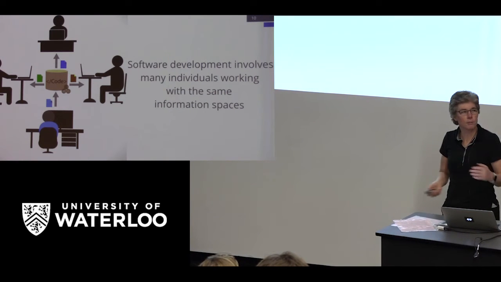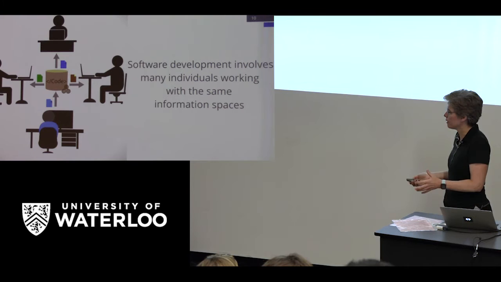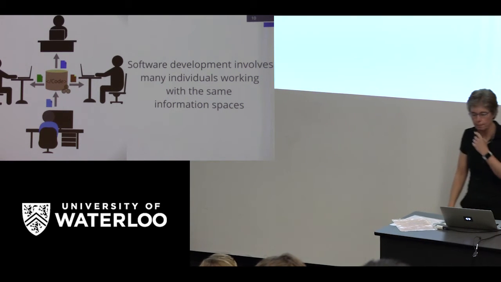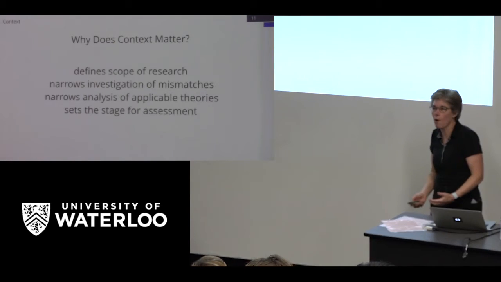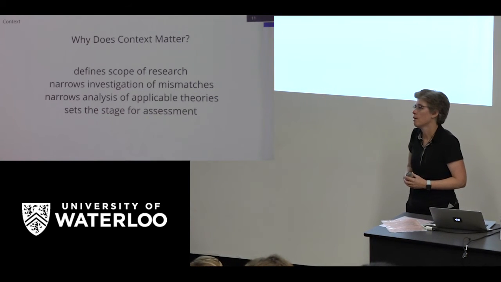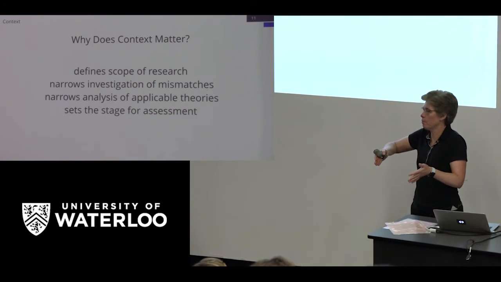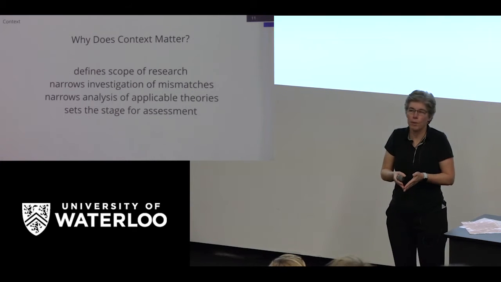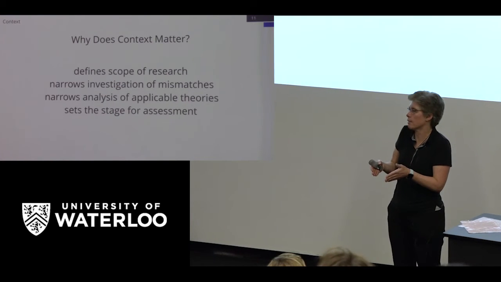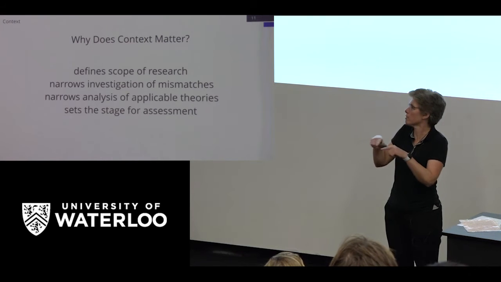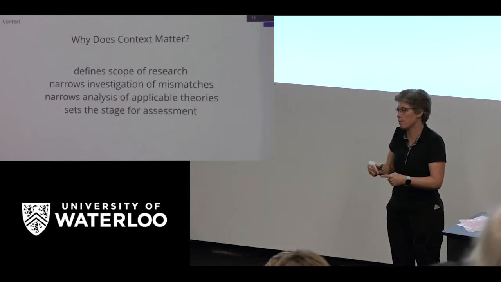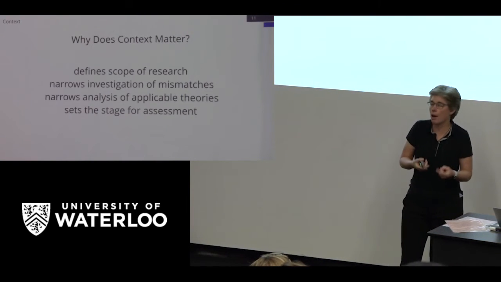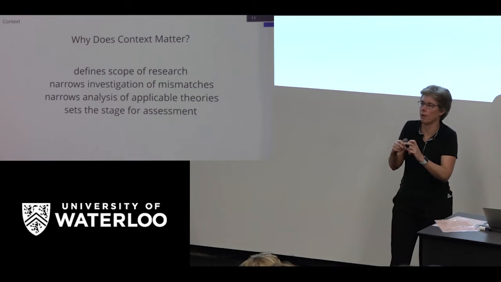So that's kind of the context, right? People working together, people working on really complex things, and those complex things are always changing. So for software engineering research, why does that matter? Well, when we narrow down to look at a particular problem or tool that we're going to put in to make things better, we need to try to narrow the context so that we have a workable box to work in, to find the mismatches, to figure out where the theories might matter, to figure out how we're going to assess whatever we're going to try to make better.